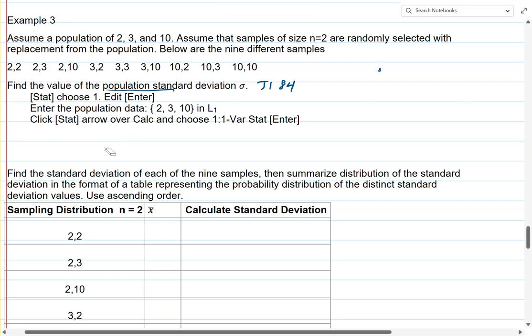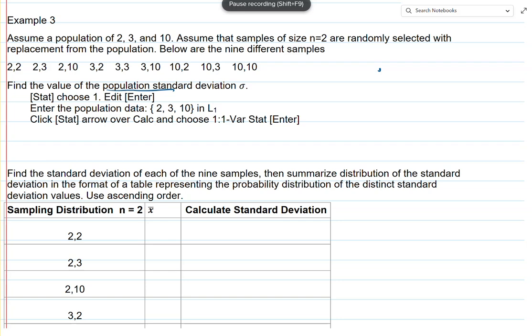Start our next section, 6.3, Part C, the third example of the lesson. We assume a population of 2, 3, and 10. Assume the samples of size n equals 2 are randomly selected with replacement from the population. Below are the 9 different samples.